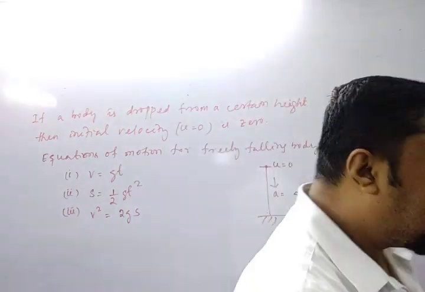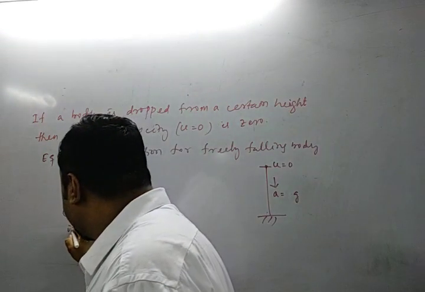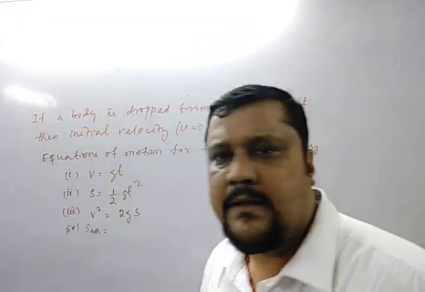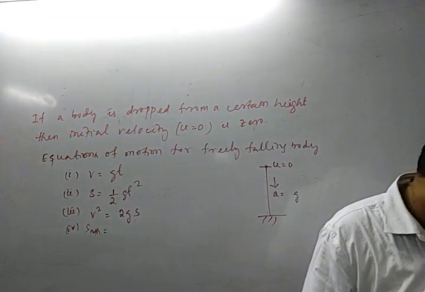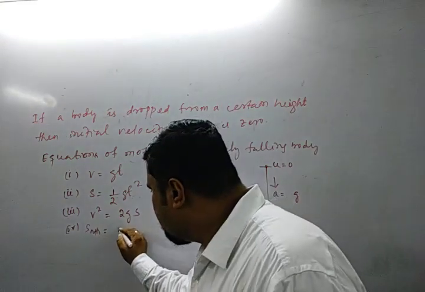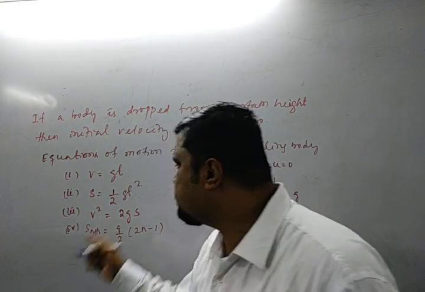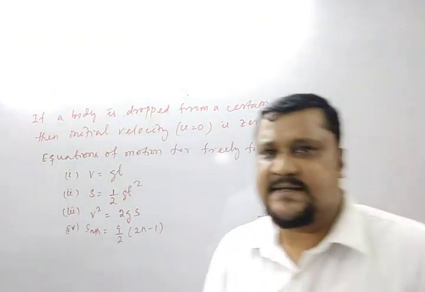Then obviously the fourth one is the distance in the nth second, S_nth is equal to what? That is u is equal to 0, so u is 0. So next is g by 2 into 2n minus 1. So these are the four equations.